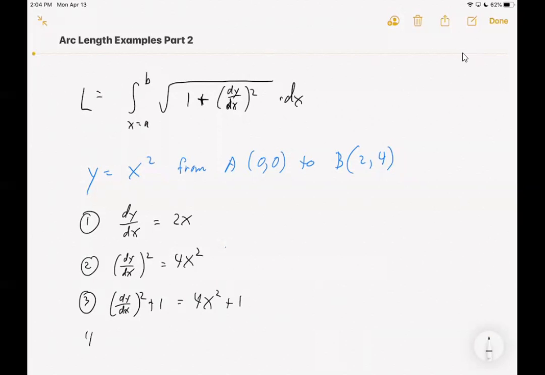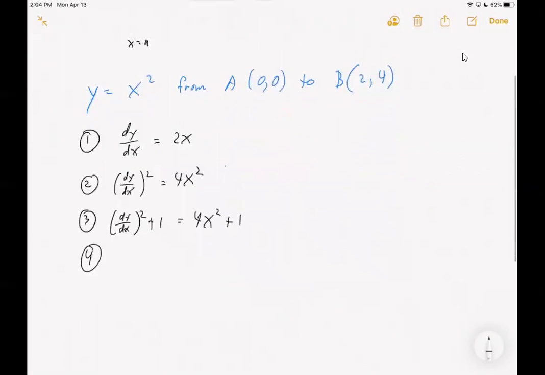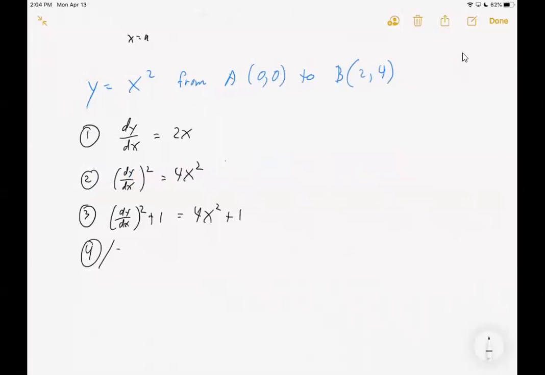So step 4, we need to take the square root of all of that. Actually, I'm going to do step 4 and 5. I think it's pretty easy to see what the square root of that would be, and it doesn't simplify. So I can say that the length is the integral from x equals 0 up to 2 of the square root of 4x squared plus 1 integrated with respect to x.